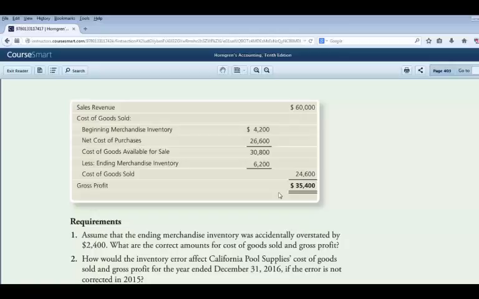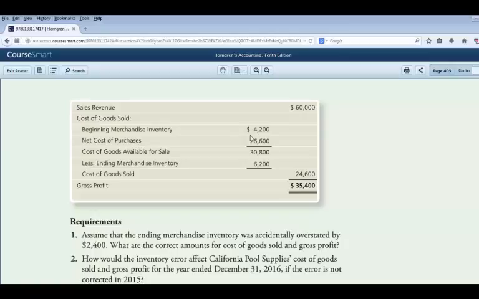Okay. So our ending merchandise inventory at the end of 2015 is the same as the beginning merchandise inventory for next year. So if we don't correct this year, then the beginning inventory for next year is going to be overstated. So this beginning number for next year is going to be overstated, and it would have the same effect for next year. So the beginning inventory would be overstated, and so would the cost of goods sold for next year.